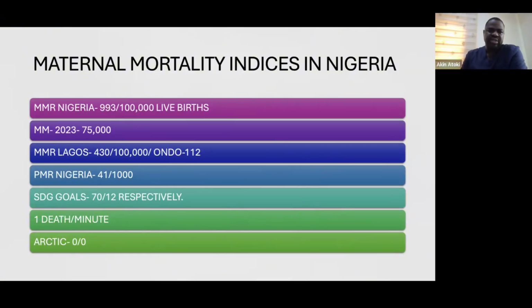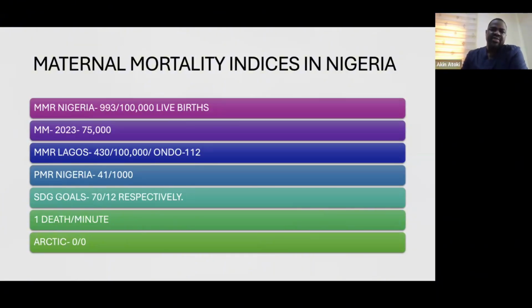So closely related to maternal mortality is the perinatal mortality index. For perinatal mortality, we compare to all births, including stillbirths and live births. We compare the number of stillbirths or early neonatal deaths per 1,000 stillbirths and live births. Nigeria, again, still has very high ratios. The perinatal mortality ratio in Nigeria is about 41 per 1,000 total births.